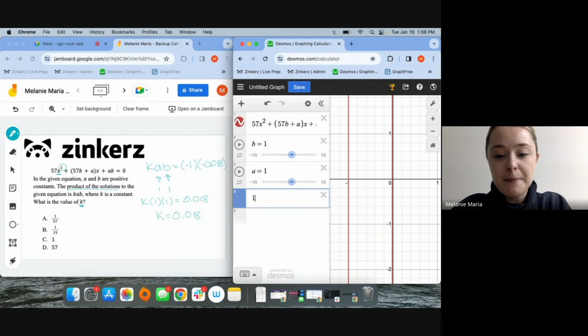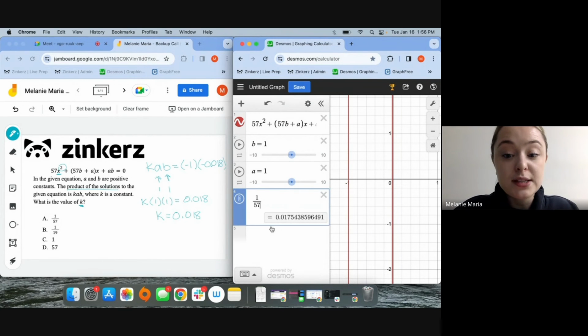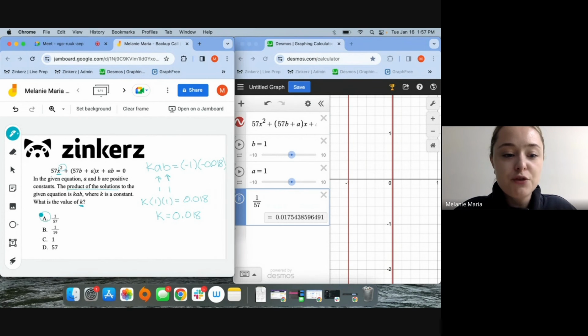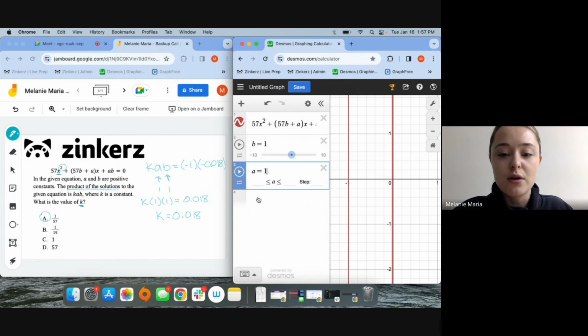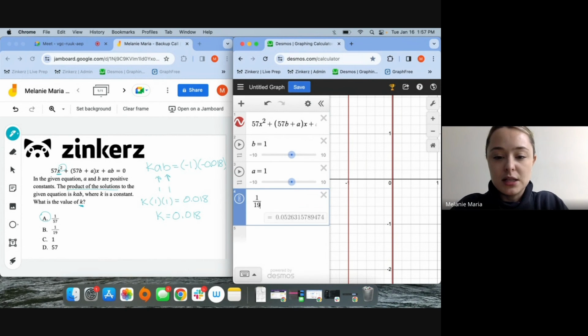So let's start with A, 1/57. You can see here it does in fact round to 0.018, which is great. That means that A is our answer. And then if you want to double check, you can make sure that B isn't the answer. Here's 1/19. Not going to be our answer, and then certainly not C or D.